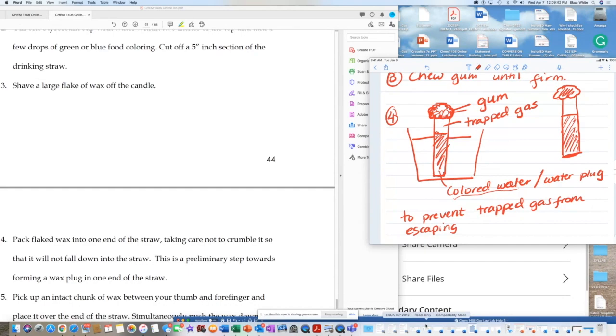If you pull the straw out of the cup and it leaks, then you did not create a good seal up here. The issue is the seal. You want to put it back in the water until you get a good seal. So this is the device that we're going to be using to do our experiment. All this was to create this part right here. You want to have your gas trapped between the water plug and the gum end.